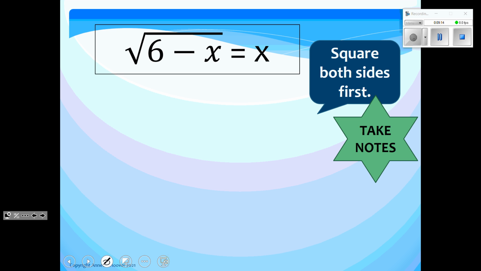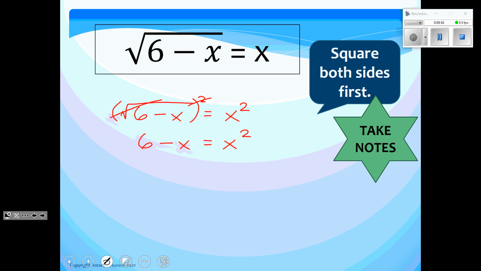Okay, here we have the square root of 6 minus x is equal to x. So we need to square both sides. Now this one's a little different, so watch this one carefully. To get rid of the radical sign, we have to square both sides. Taking the square root of something being squared cancels out, and you have 6 minus x left on the left side. And on the right side, you now have x squared.